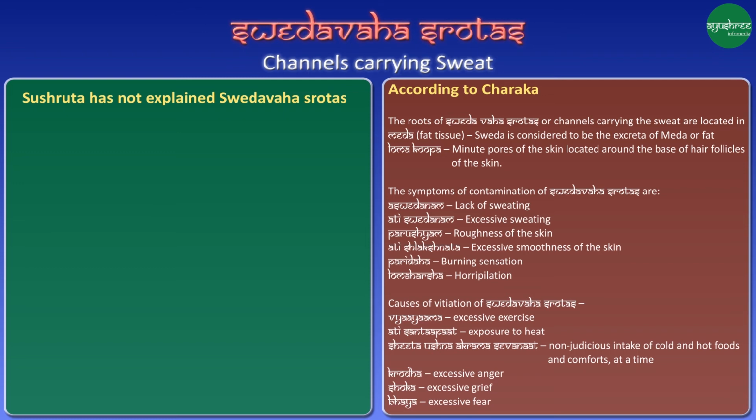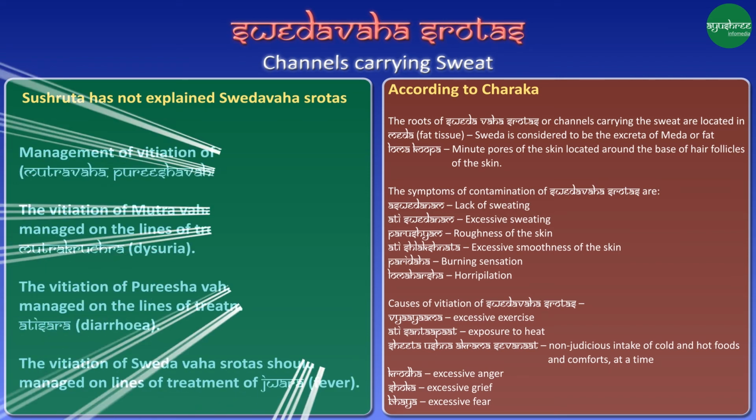The symptoms of contamination of Svedava Srotas are lack of sweating, excessive sweating, roughness of the skin, excessive smoothness of skin, burning sensation. Causes of vitiation of Svedava Srotas are excessive exercise, exposure to heat, non-judicious intake of cold and hot foods and comforts at a time, excessive anger, excessive grief, and excessive fear.